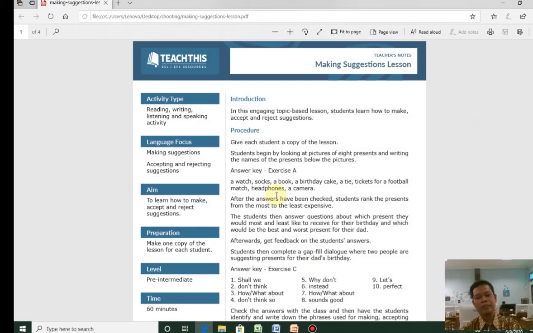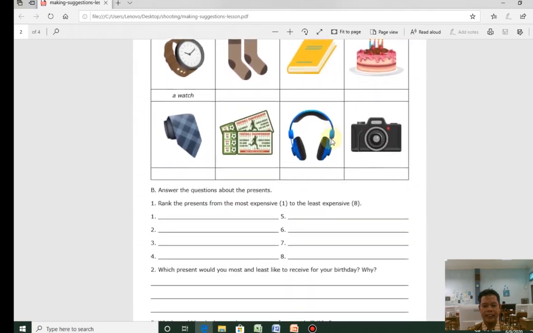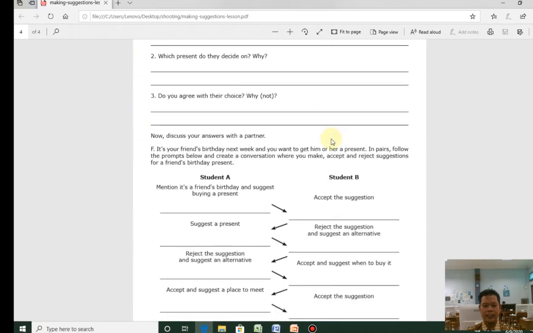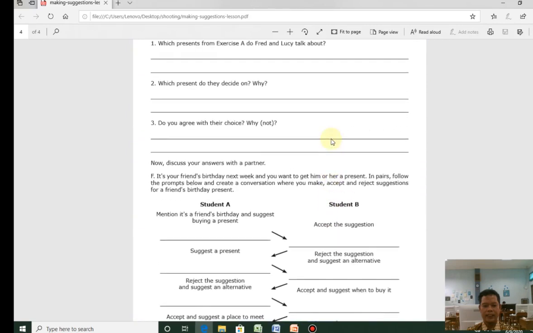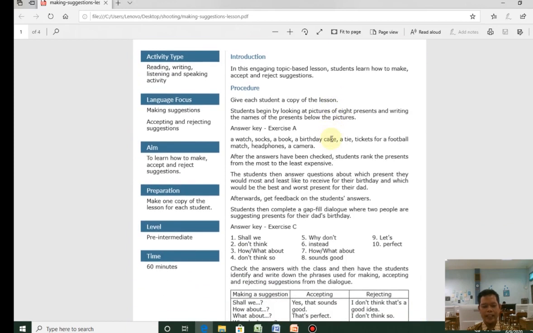Alright, for further exercise on making suggestion, please you visit my Schoology channel or my Google Classroom to study the following exercise. Later you submit this exercise to my email. Thank you.